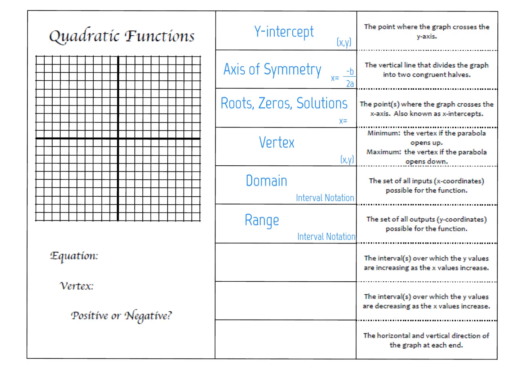The intervals over which the y values are increasing as the x values increase, and then the interval over which the y values are decreasing as the x values increase, those are known as positive and negative graphs. And then finally, the horizontal and vertical direction of the graph at each end, that's the end behavior. Now, I want to make one quick note. We are going to talk in this video about the end behavior, and we're going to speak in general terms, and then tomorrow in class, we're going to dive more into how to write the correct notation and interpret that.